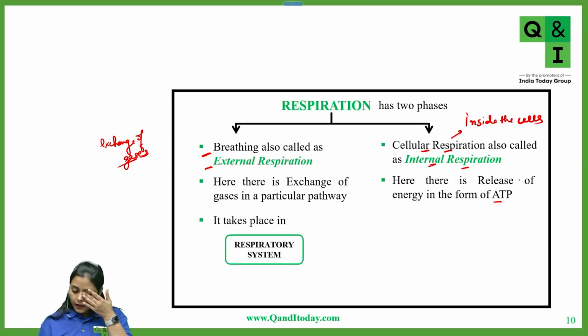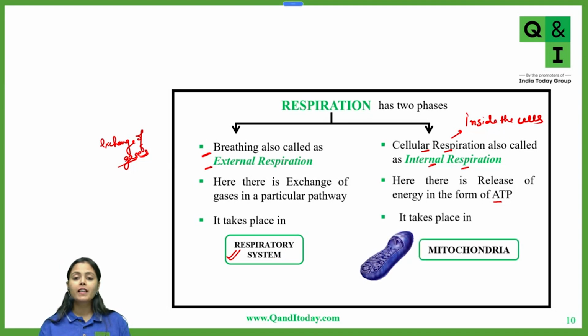Now, breathing or external respiration takes place in the respiratory system of the body. I will tell you in later slides what exactly the respiratory system is. It simply means that you are taking in air, and when the air is entering inside your body, it follows a passage. That passage is called the respiratory system. We will discuss this in later slides of today's class. Whereas cellular respiration takes place inside the cell, and where exactly further inside the cell? Inside the mitochondria. So the site of both the respiration phases is also different.